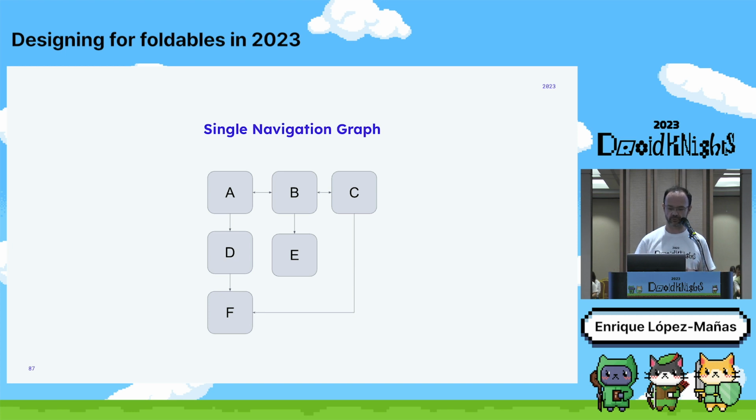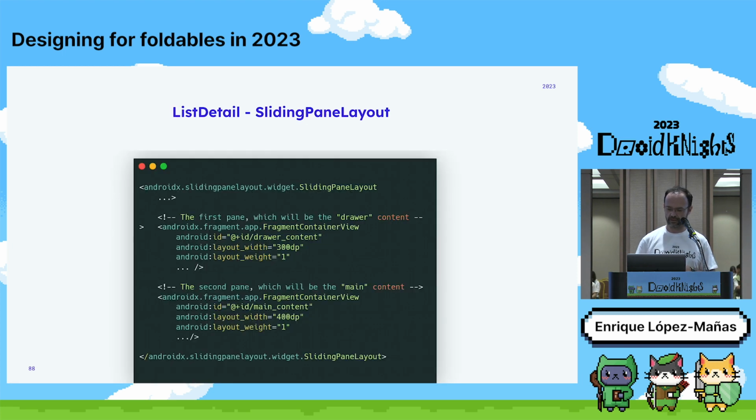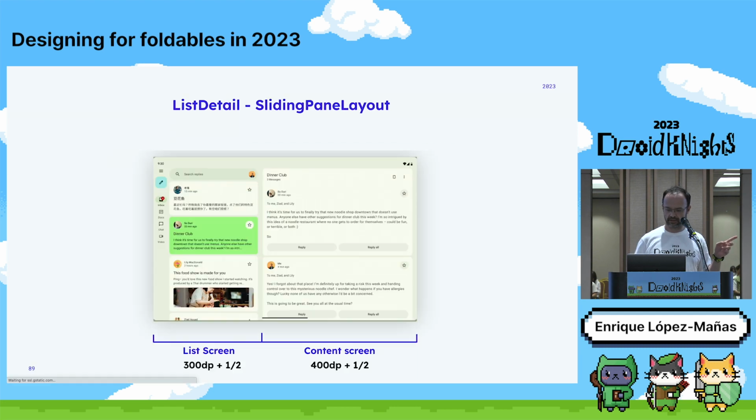That's something that you don't want to do. So the navigation graph should be single and unique to the app, not based on the configuration. If we want to have something like the list detail, we could be using this sliding pane layout that will be contained in a fragment container view on the left, another one on the right. See that we're specifying different widths and different weights. And this is how it gets implemented.